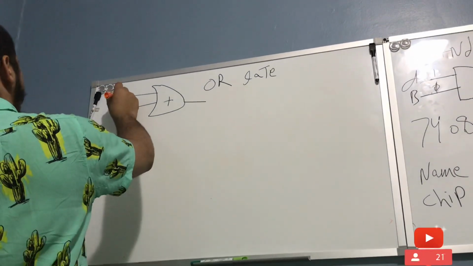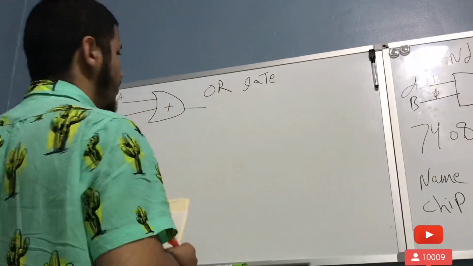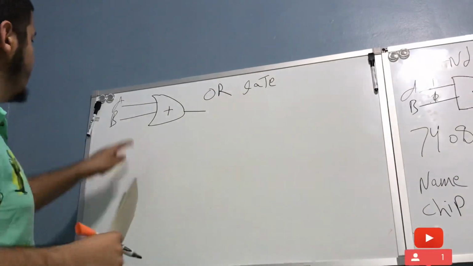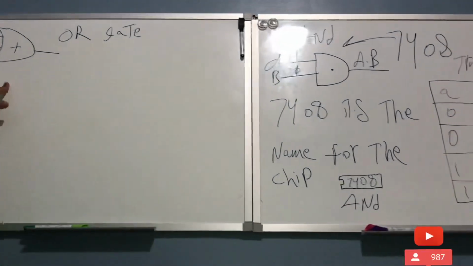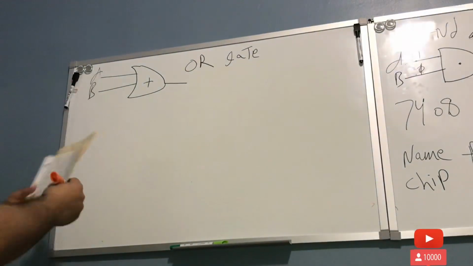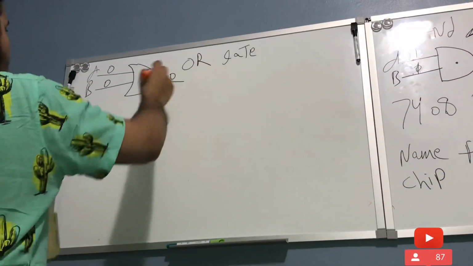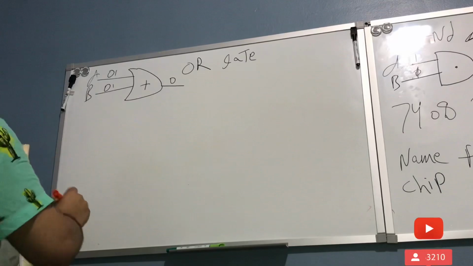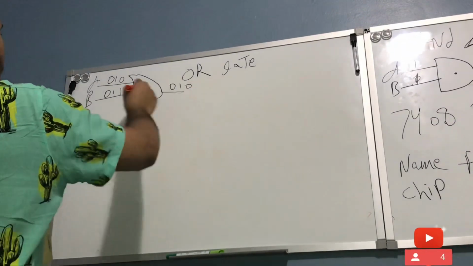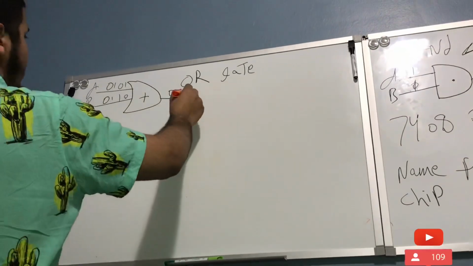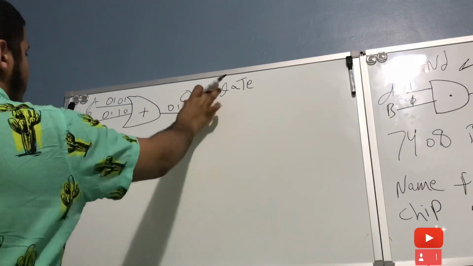If we put A and B, okay, that's the OR gate. For example, if we put in this gate, as I told you, it's the opposite side of this. If we put 0, 0, this will be 0. If we put 1, 1, this will be 1. If we put 0, 1, this will be 1. And 1, 0, this will be 1.